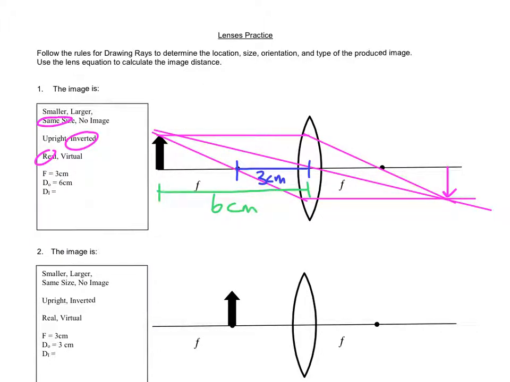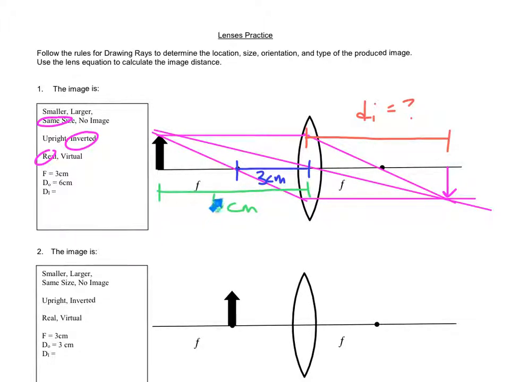So if I'm trying to find the image distance, I want to know how far the image is from the lens. My image appeared here, my lens is here, and the image distance is how far that image is from the lens. If you look at it, your focal length is 3 centimeters. Your object is at 6 centimeters. So if we try to determine how far the object is in relation to the focal length, you'll see that the object is appearing 2 times further than the focal length.